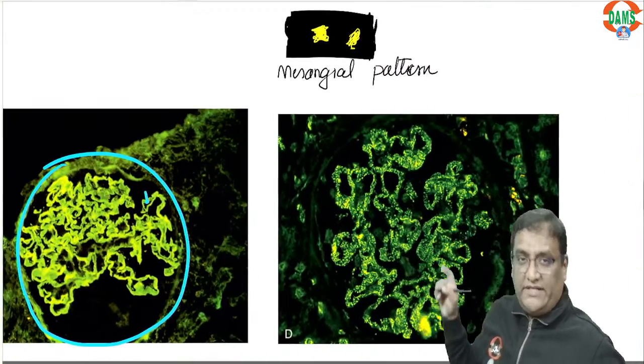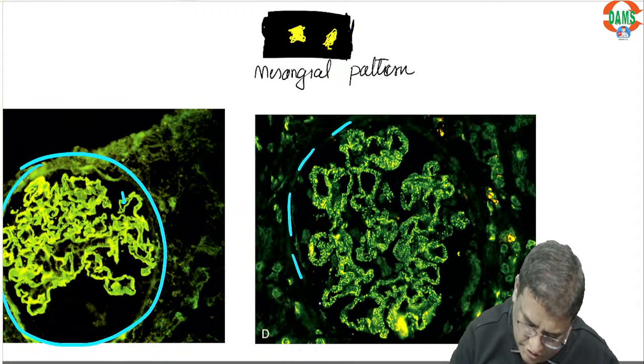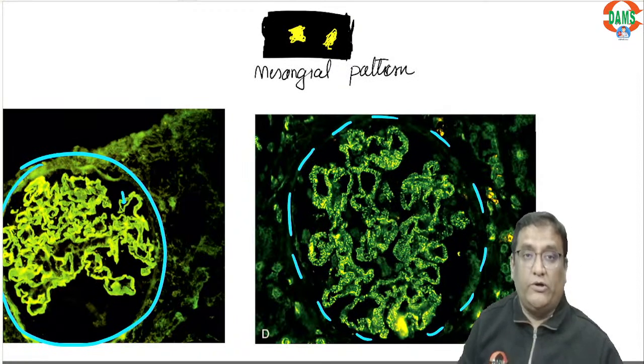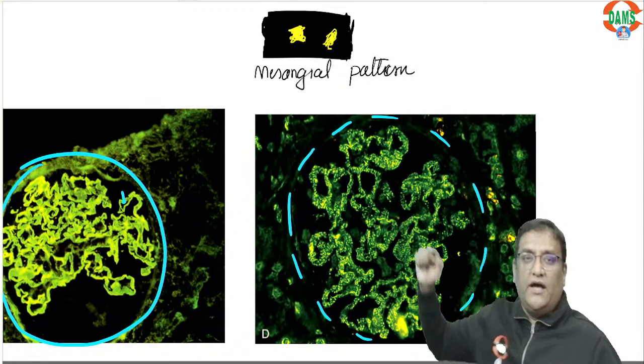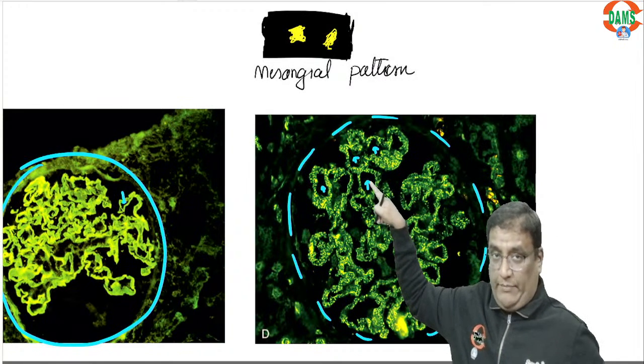And look at the second one. Again, this whole structure, let me draw this imaginary dotted blue line, is the glomerulus. And look at the arrow mark that I am pointing. These are not deposits, it is empty. Tell me now, what is it? This will be the lumen of the capillary, isn't it?